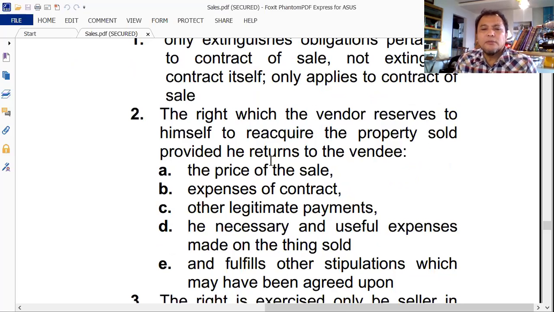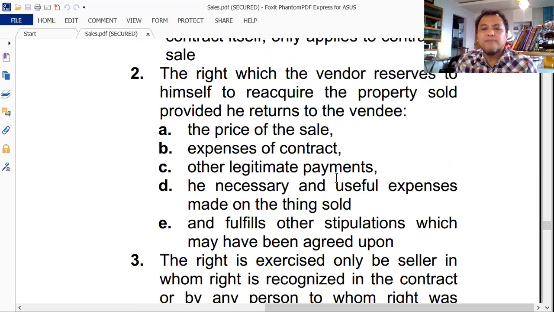So the right which the vendor reserves to himself is to reacquire the property which he has sold, provided the seller will return to the buyer the following, namely the price of the sale, the expenses of the contract, other legitimate payments, the necessary and useful expenses which were made on the thing sold by the buyer, and fulfills other stipulations which may have been agreed upon.